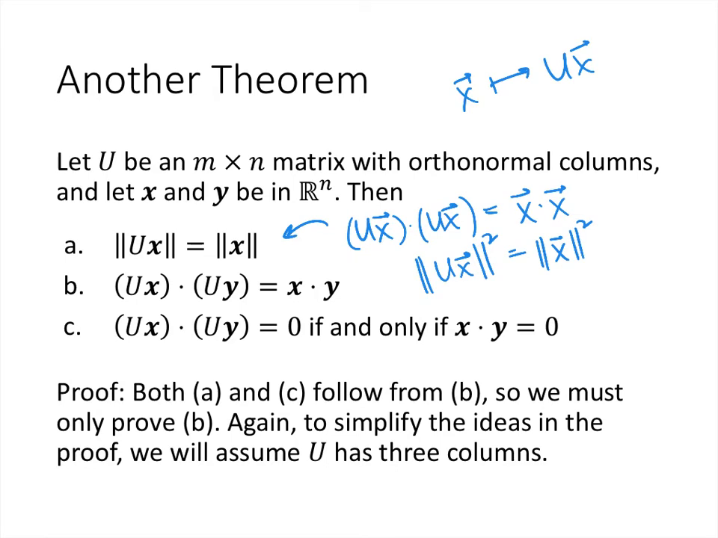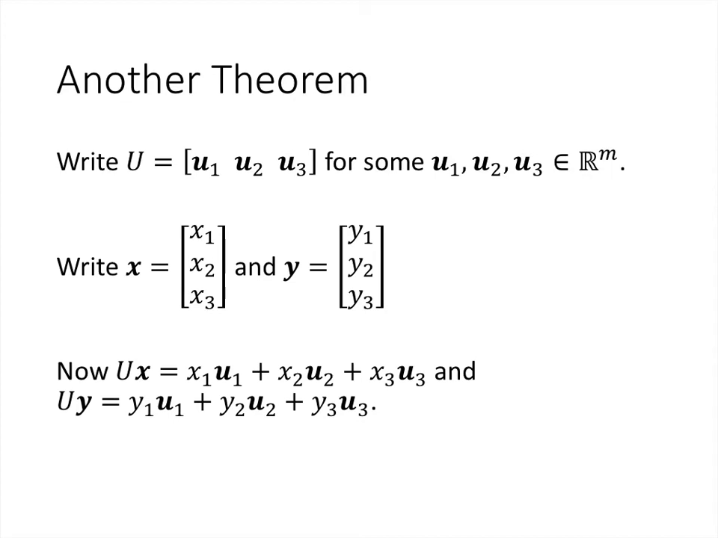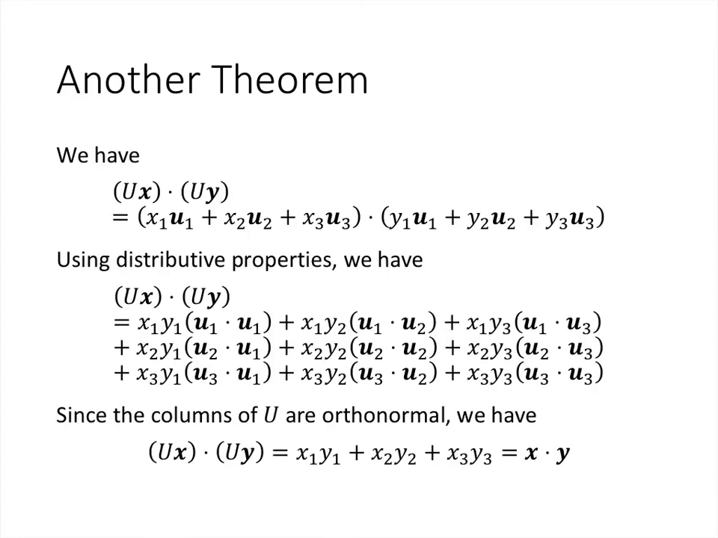And again, to illustrate the idea of the proof, we're going to assume that the matrix capital U has 3 columns. So we're trying to show that Ux dot Uy is the same as x dot y. That's our goal. So what is Ux? Well, thinking all the way back to when we first defined the product of a matrix times a vector, Ux is a linear combination of the columns of U. It's the scalar x1 times the vector u1, plus the scalar x2 times the vector u2, plus the scalar x3 times the vector u3. Similarly, Uy is a linear combination, with the coefficients coming from the vector y, of the columns of capital U. So now we have to dot these two things together. So Ux dot Uy is the first linear combination dotted with the second linear combination.